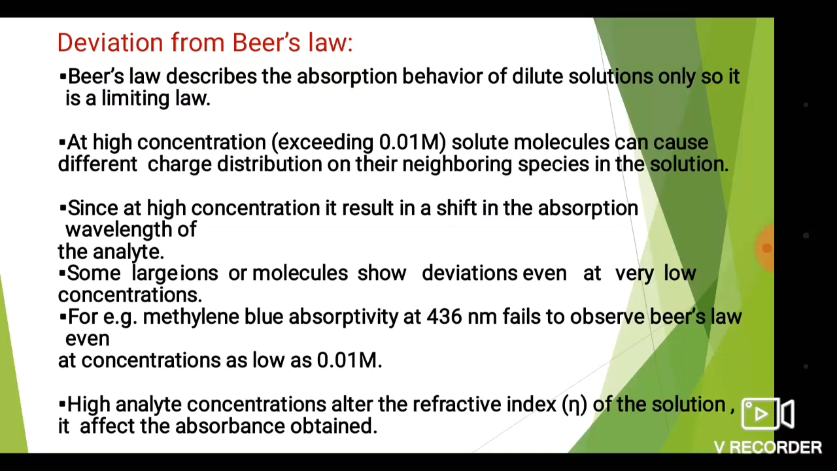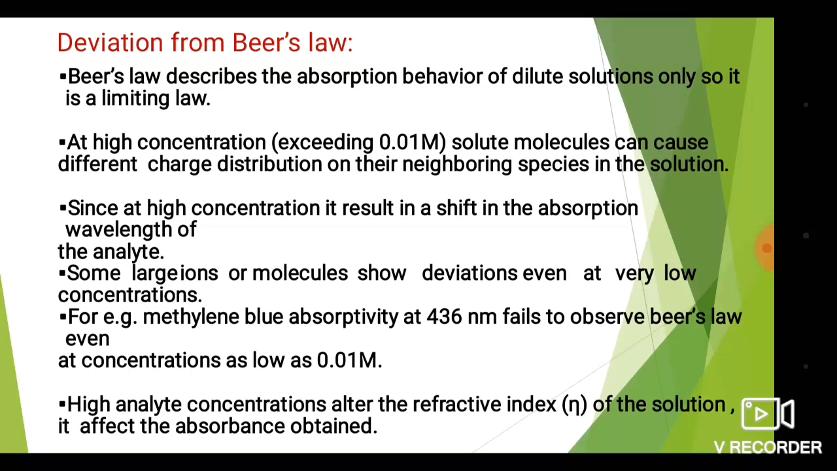Beer's law describes the absorption behavior of dilute solutions only, so it is a limiting law, because it is not applicable to concentrated solutions. It is only applicable to dilute solutions. This is one limitation. At high concentrations exceeding 0.01 molar, solute molecules can cause different charge distribution on their neighboring species in the solution. So this affects the absorbance, since at high concentration it results in a shift in the absorption wavelength of the analyte. So we get shifting of the wavelength of absorption at higher concentration.